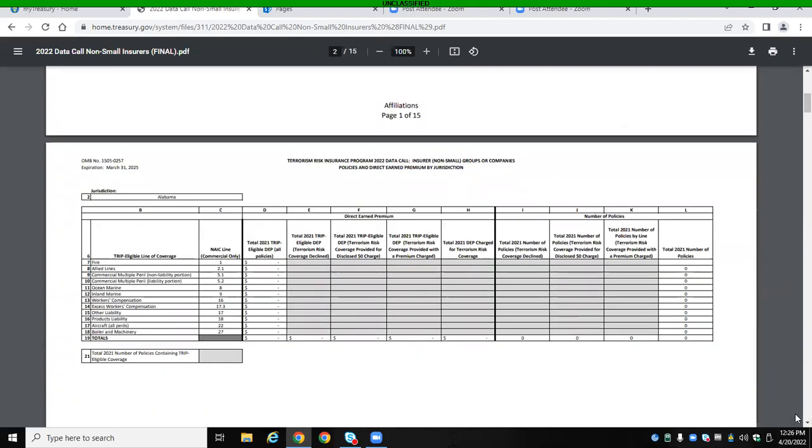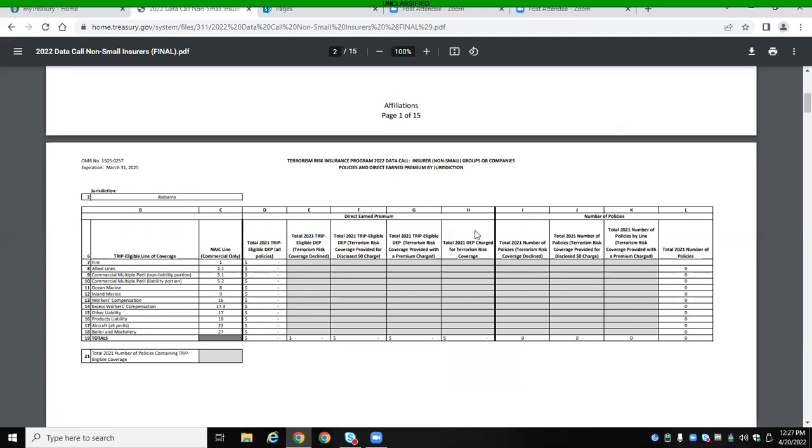Okay, this is page two of the non-small form, policy and premium by jurisdiction, again, by relevant NAIC line or subline. The figures in columns E, F, and G should add up. In fact, I believe the formulas are structured that way, to what will end up being in column D.